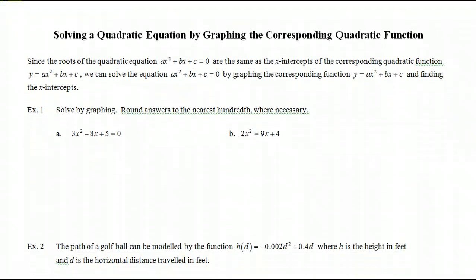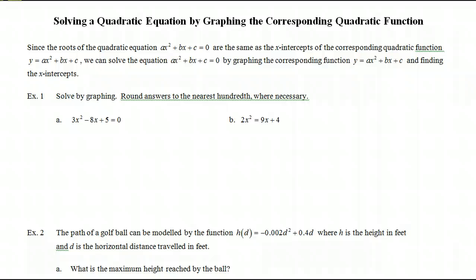Next worksheet, solving a quadratic equation by graphing the corresponding quadratic function. Since the roots of the quadratic equation, ax squared plus bx plus c equals 0, are the same as the x-intercepts of the corresponding quadratic function, y equals ax squared plus bx plus c. Okay, so in a function, it's going to be y equals, or sometimes we'll see it as f of x equals instead of y. We can solve the equation ax squared plus bx plus c equals 0 by graphing the corresponding function and finding the x-intercepts of the graph.